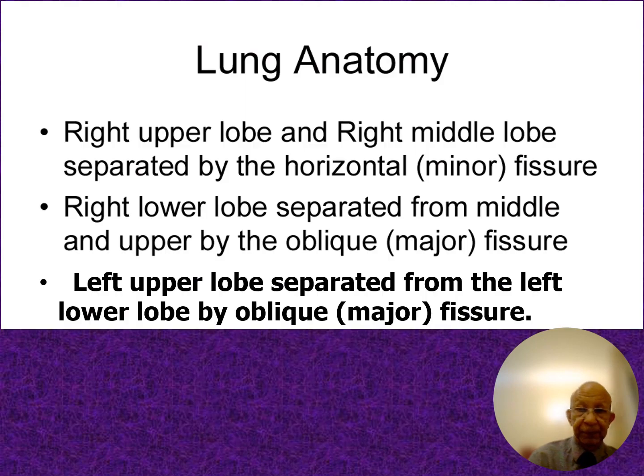lower lobe. So the right upper and right middle lobes are separated by the horizontal or minor fissure, sometimes called the transverse fissure. The right lower lobe is separated from the middle and upper lobes by the oblique or major fissure, and the left upper lobe is separated from the left lower lobe by the oblique fissure on the left side.